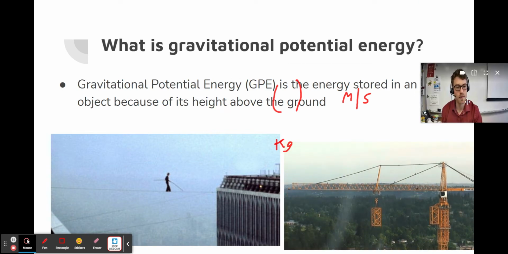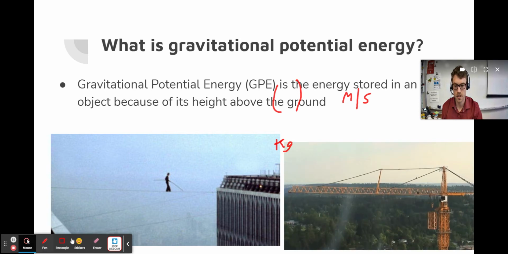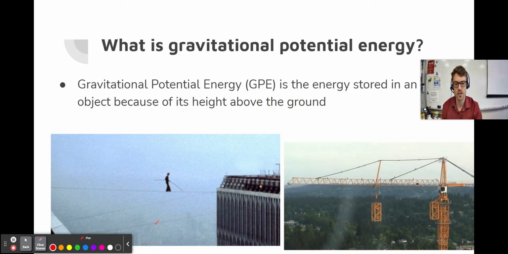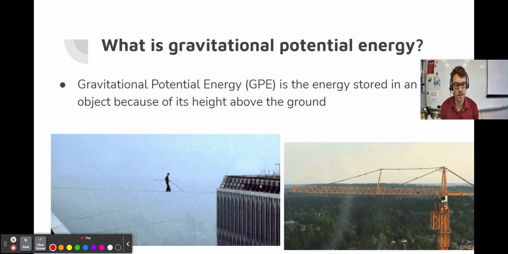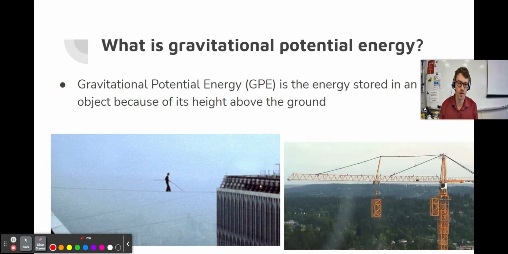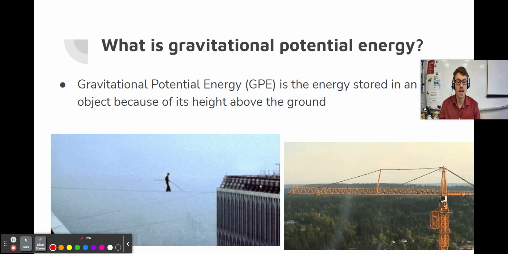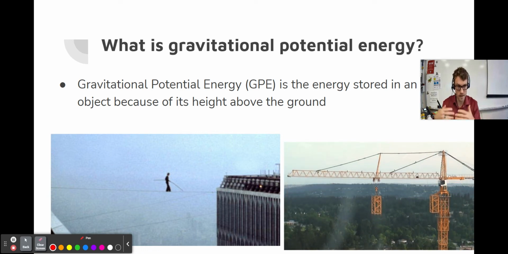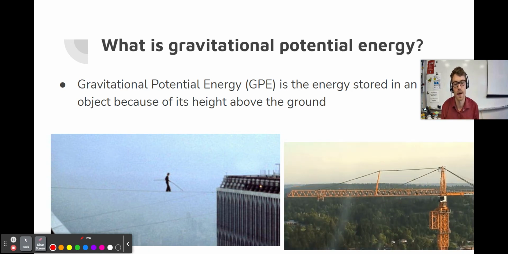Our next type of energy we're focusing on is gravitational potential energy. Gravitational potential energy is the energy that is stored in the height of an object above the ground. That's why it's called gravitational potential energy, because objects that are above the ground have the potential to fall. They have this stored energy that can do work. The object can move, and maybe isn't moving at that time.